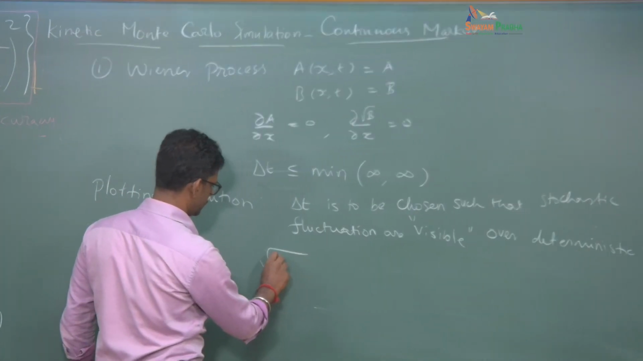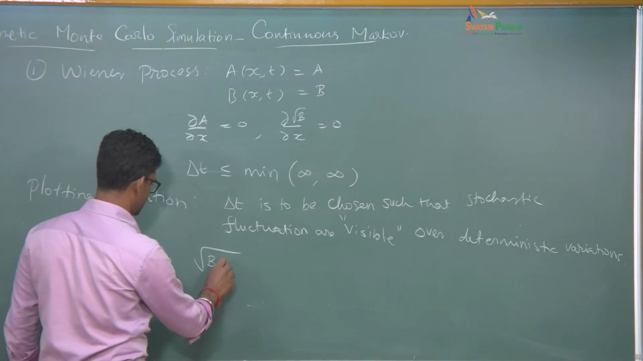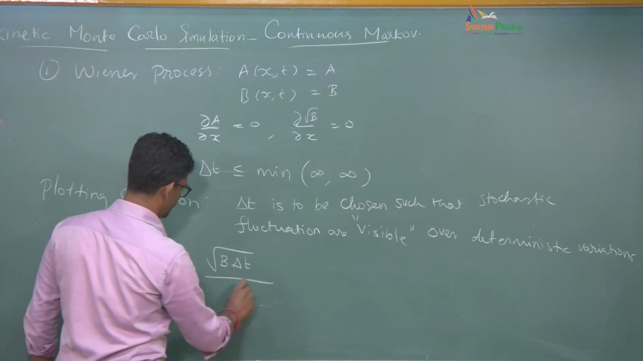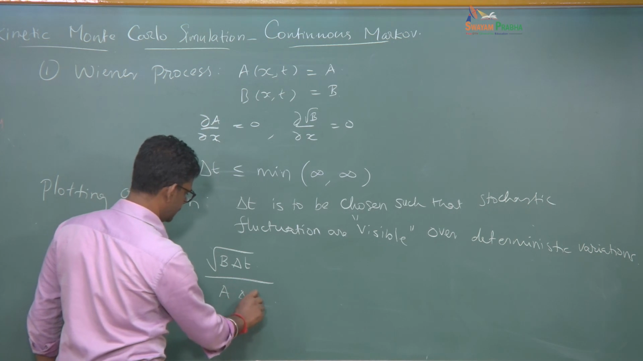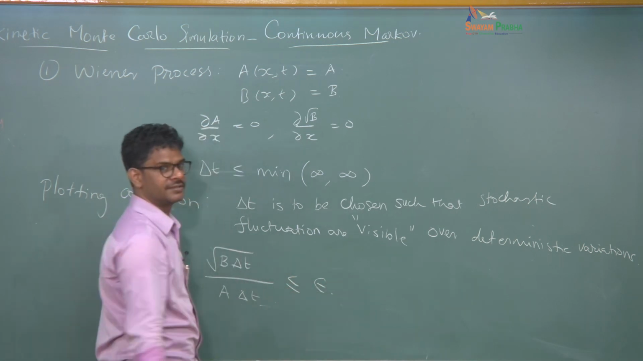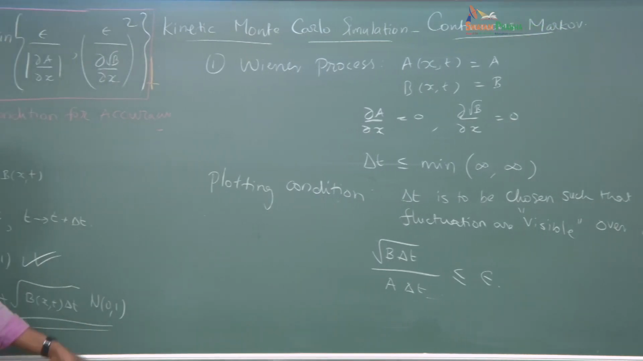Okay, so we can say that the square root of b delta t over a delta t has to be some small number epsilon, right?